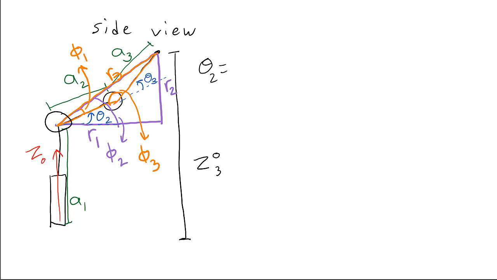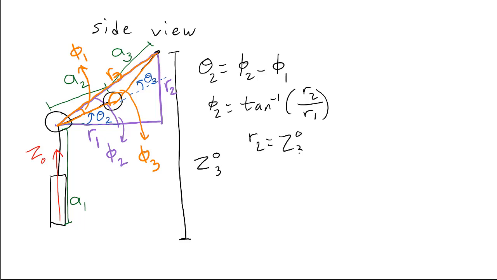So let's start by finding our two joint angles. Theta 2 will be phi 2 minus phi 1. So if I can find equations for phi 2 and phi 1, then I'll have theta 2. Let's start with phi 2, part of the purple triangle. That one is simply the inverse tangent of R2 over R1. So now I need to find equations for R2 and R1. Let's start with R2 because I think that's the easier one. R2 is the z position of the end effector minus the link length A1.